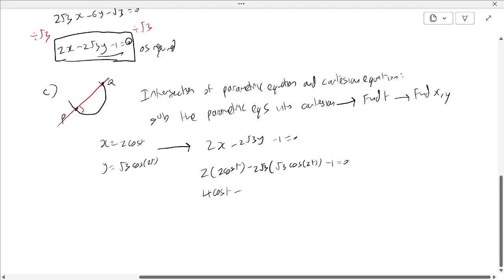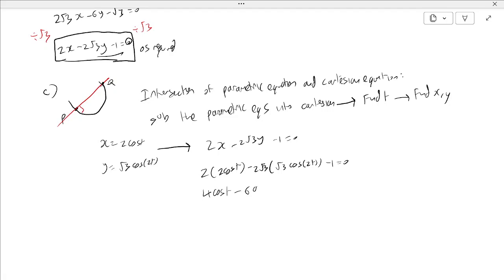So 4 cos t, root 3 times root 3 is 3, so that's 6 cos 2t, take away 1 equals 0. This equation is a little bit tricky because it's cos t and cos 2t. So you're going to need to use some kind of identity to change your cos 2t into something with just t. With the double angle formula for cos, you've actually got multiple options. You're going to want to select the option 2 cos squared t take away 1. Reason being that once you do that, your equation only has cos, it doesn't have cos and sine. And then hopefully you can recognize at this stage what you're going to get is a disguised quadratic.